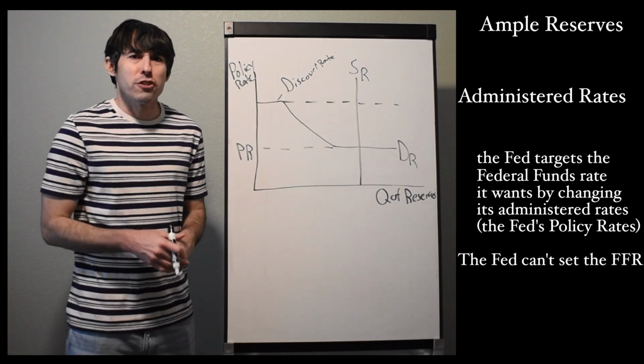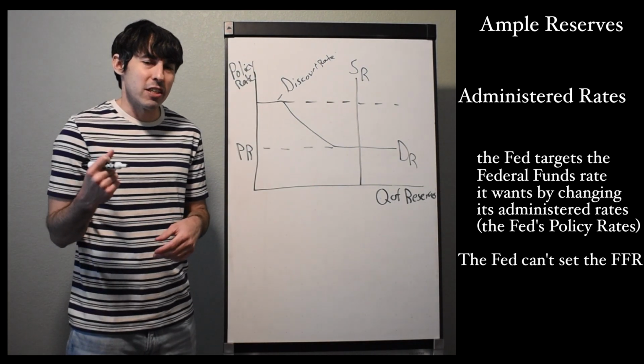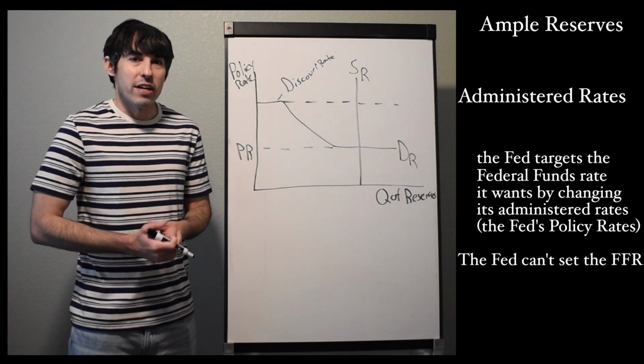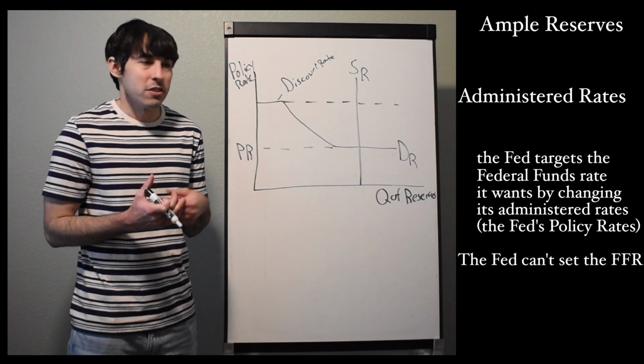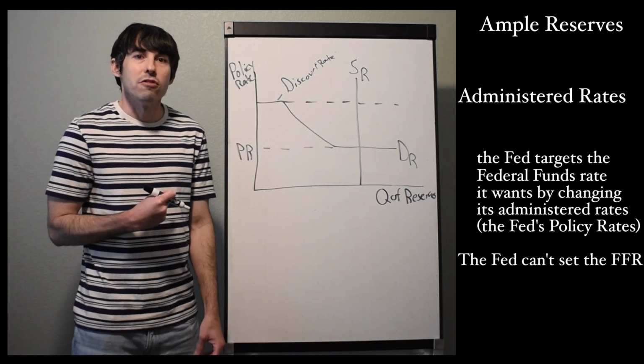And so if any bank is charging more than that to borrow, like if Bank of America calls up Wells Fargo and asks to borrow money, and they charge something greater than the discount rate, well then Bank of America is just going to go pay the discount rate at the Federal Reserve.